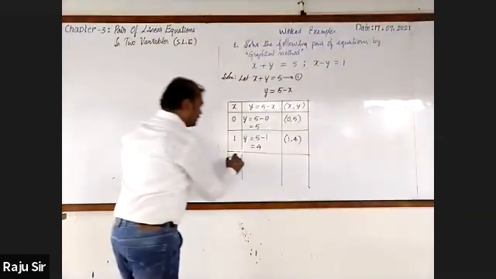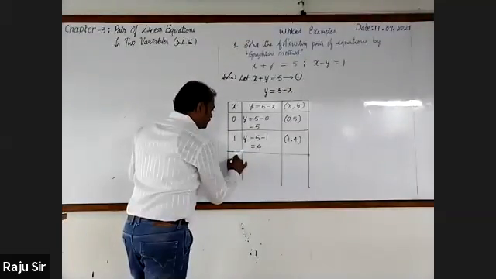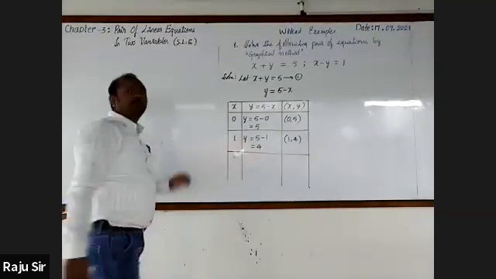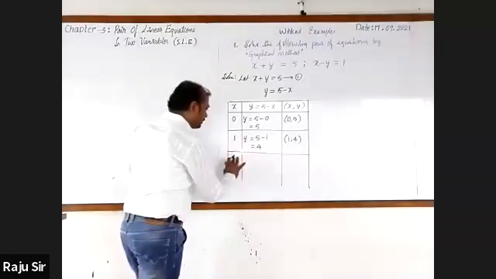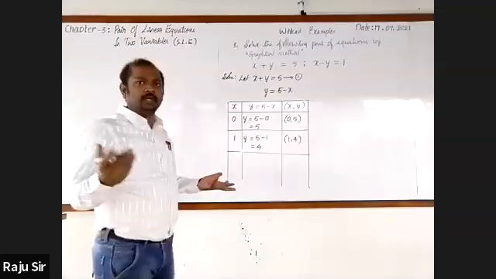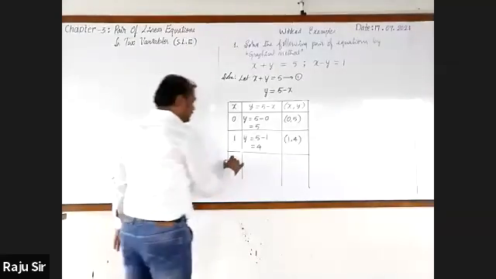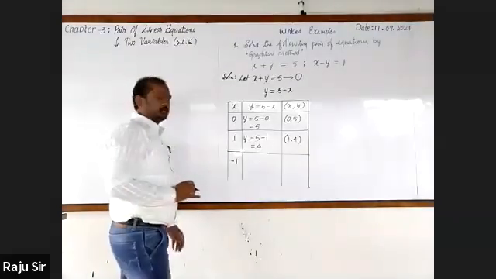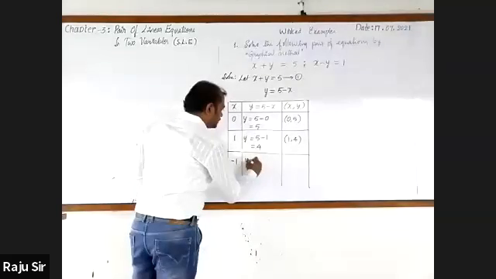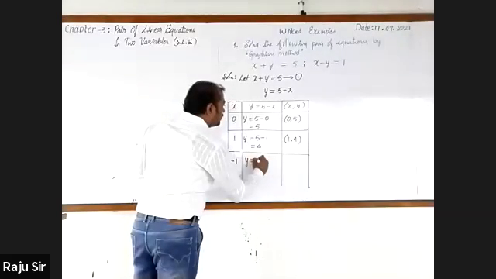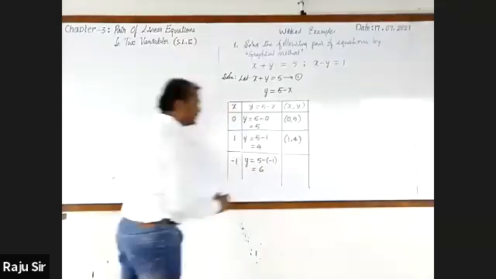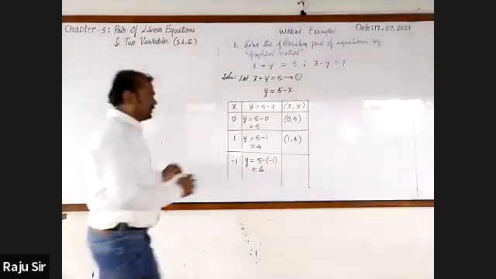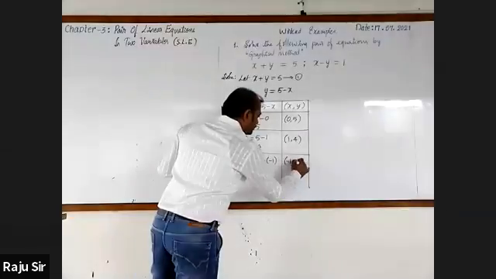Let me go for taking the third point. For that, choose any value for X. I am taking minus 1. Minus 1, comma 6. 5 minus of minus 1, which is 6. Now this is minus 1 comma 6.